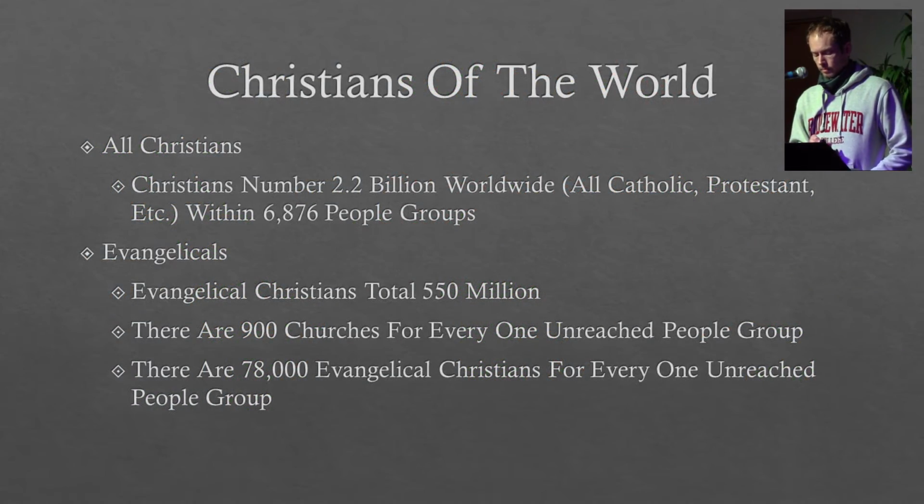So, Christians of the world. All Christians, there are about 2.2 billion of us. That would include the Catholics, Protestants, everybody who would identify themselves as a Christian, within 6,800 people groups. Of evangelical Christians, there are 550 million of us. According to that number, there are 900 churches for every one unreached people group, and there are 78,000 evangelical Christians on the earth for every one unreached people group. So this shouldn't be such a big problem in the world. For how many evangelical Christians there are, we should easily be able to reach this goal of fulfilling the Great Commission.